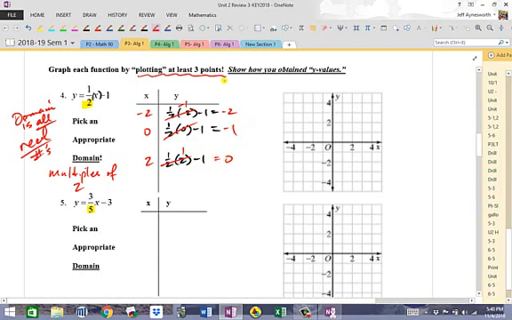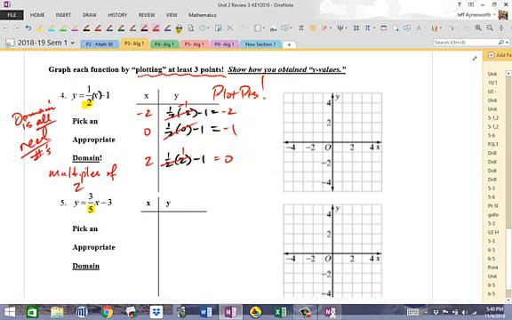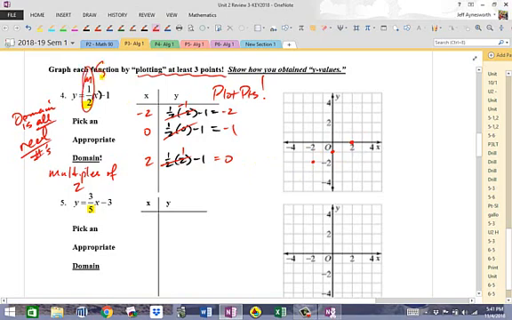So once you get 3 points, you plot them. So let's do that. So -2 comma -2, so left 2 down 2. 0 comma -1 is down 1. And then 2 comma 0 is right here. And then you can see that the slope is up 1 right 2, which should be the case because I can see the slope right here. So plotting by points gives you the same thing as using the slope and the y-intercept.